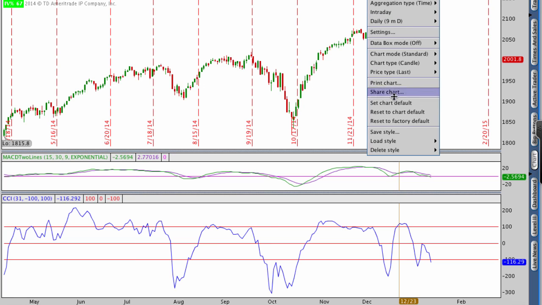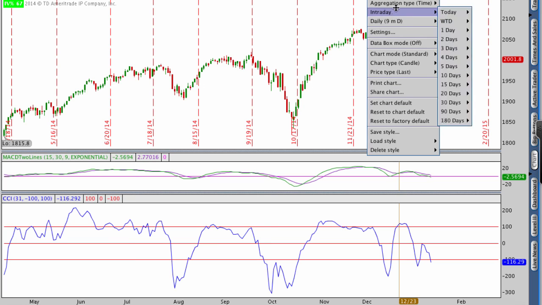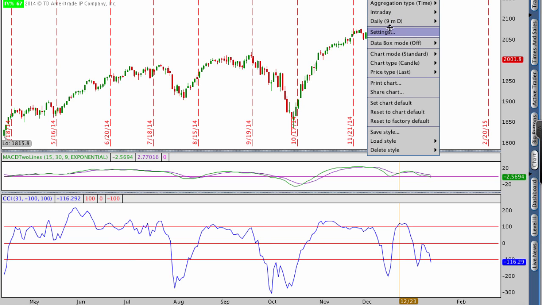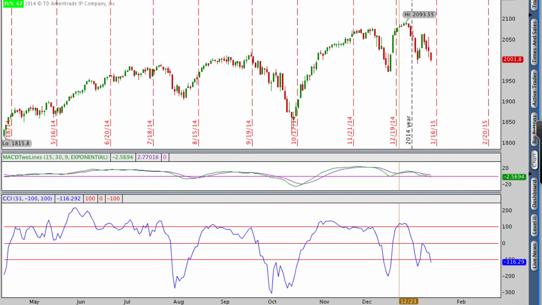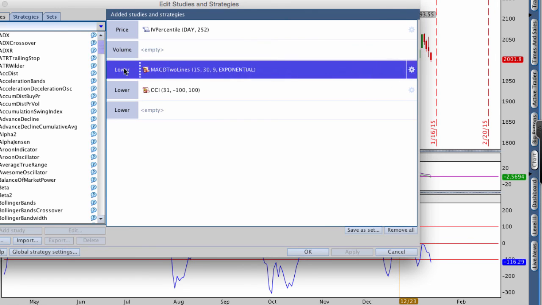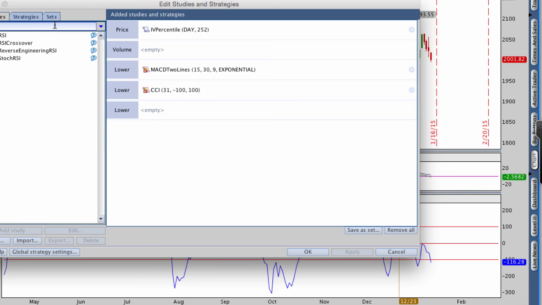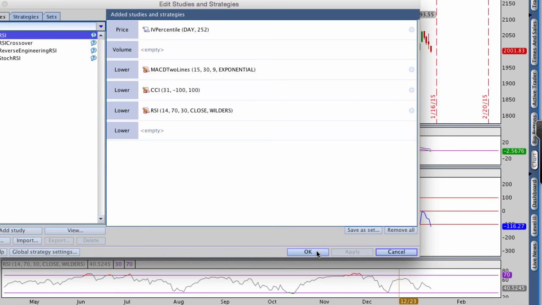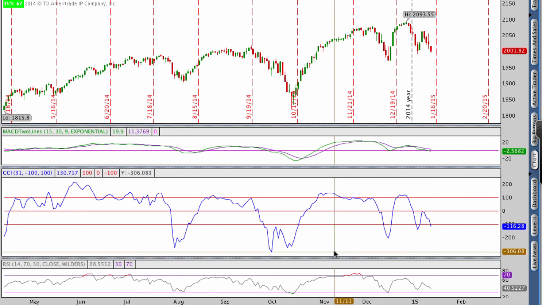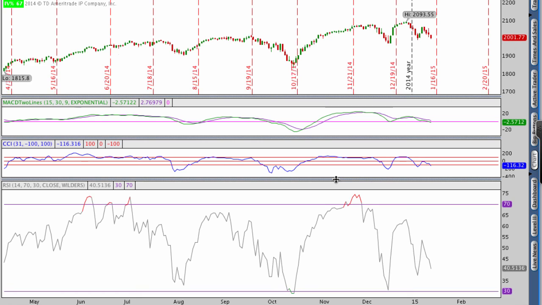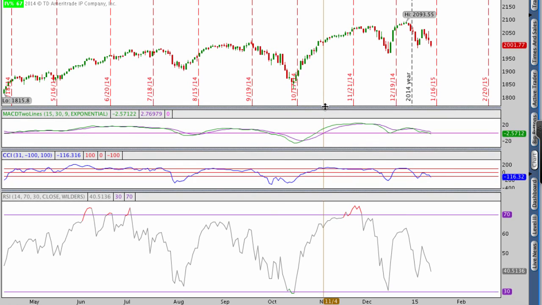All right, let's add one more to the charts here. So let's go to studies, and we're going to go to edit studies, and we're going to add RSI right to the chart. So we can just leave RSI exactly as it is. And now we have RSI down below. So I'm just going to try to minimize these two here so you can see RSI down below.